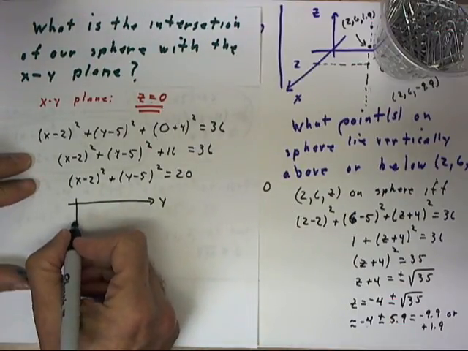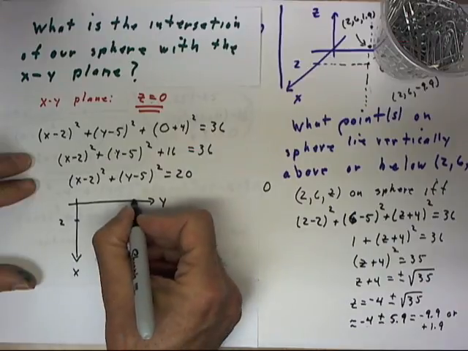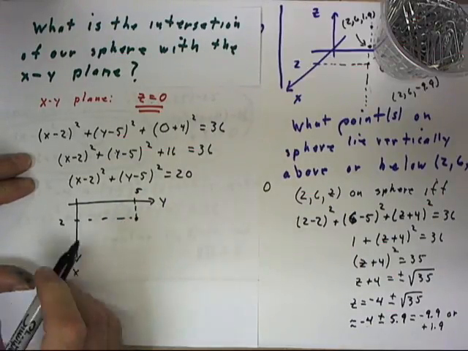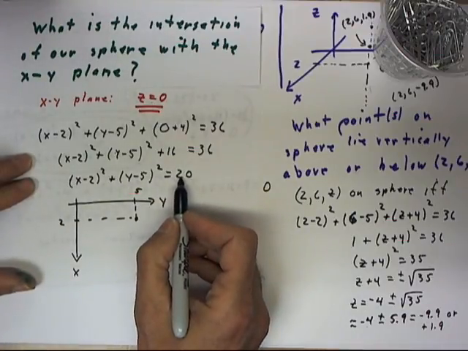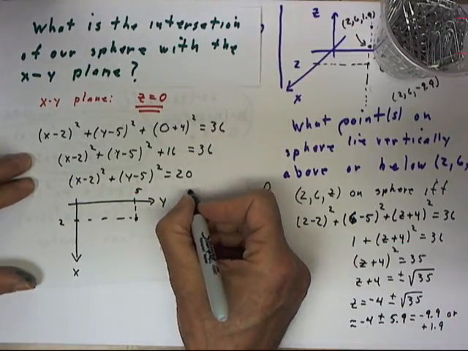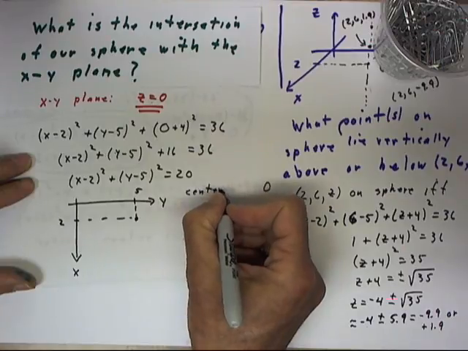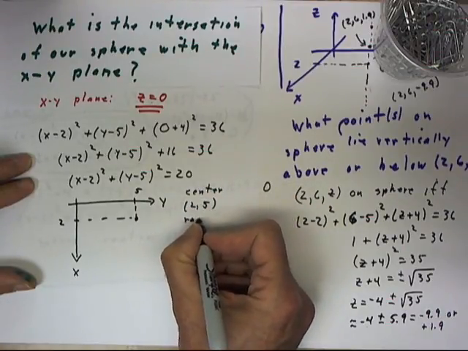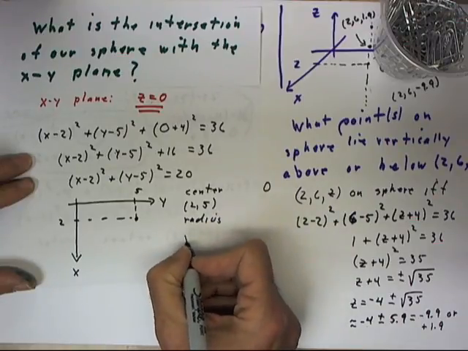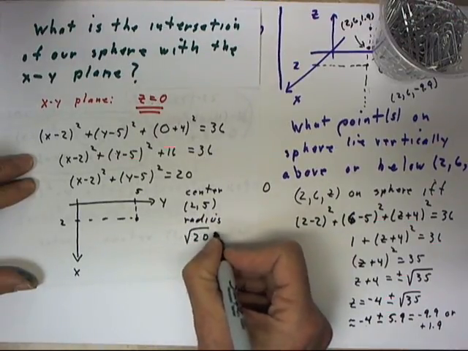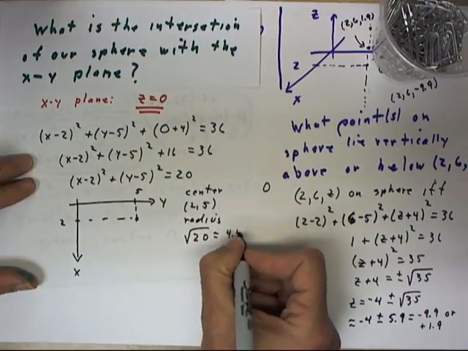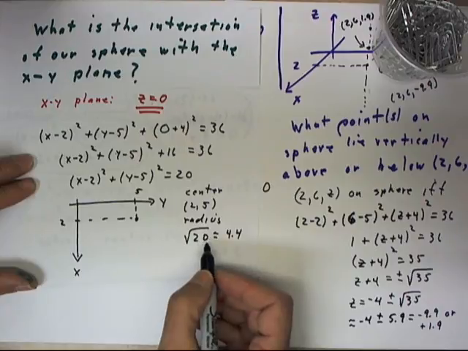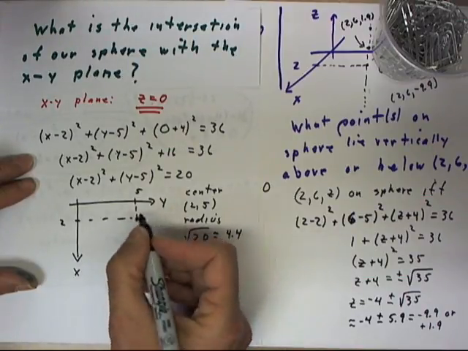we go to the point (2, 5), and we construct a circle of radius. Let's back up and list the center. Center is (2, 5). Radius, square root of 20, which is approximately 4.4. So we construct a circle of radius 4.4 centered at this point.